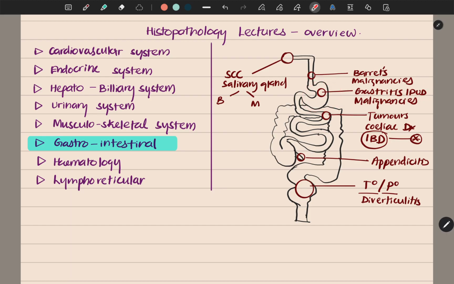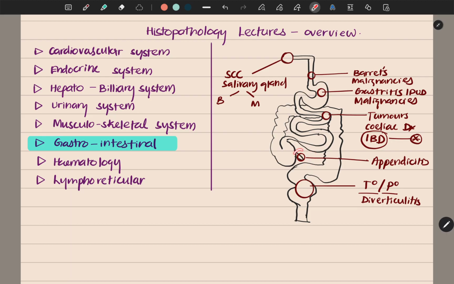gastric malignancies. And then when we moved on to the small intestine and the large intestine, we basically discussed some inflammatory conditions, autoimmune conditions like celiac disease, and most important to the colon, inflammatory bowel disease, which encompasses Crohn's disease and ulcerative colitis, and how to differentiate them. These are common areas to question people on.